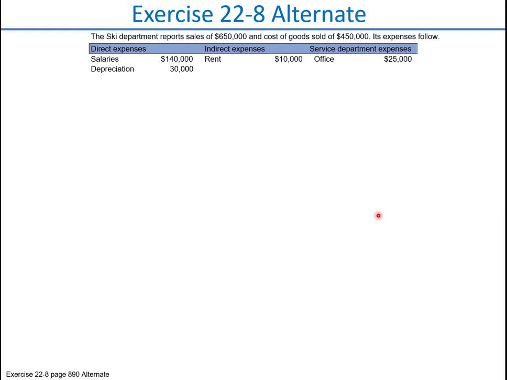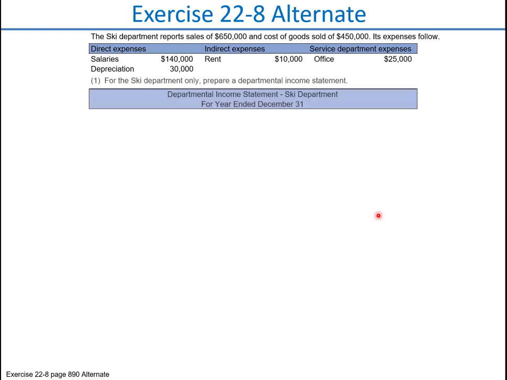This is alternate exercise 22.8. We want to prepare a departmental income statement for the ski department. They have sales of $650, cost of $450, direct expenses, salaries and depreciation. Rent is an indirect expense, and this is their portion of the service department's expenses that would be allocated to the ski department. The ski department is an operating department, and the service department is a service. So their expenses are allocated to the operating departments.